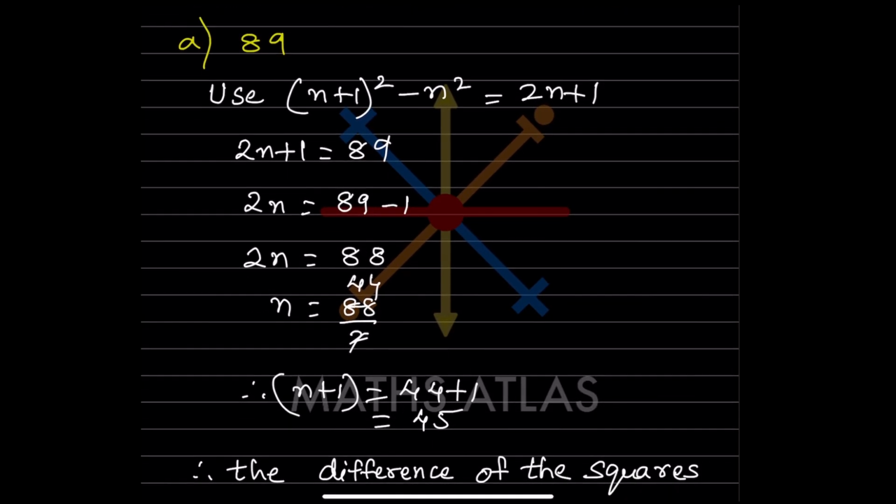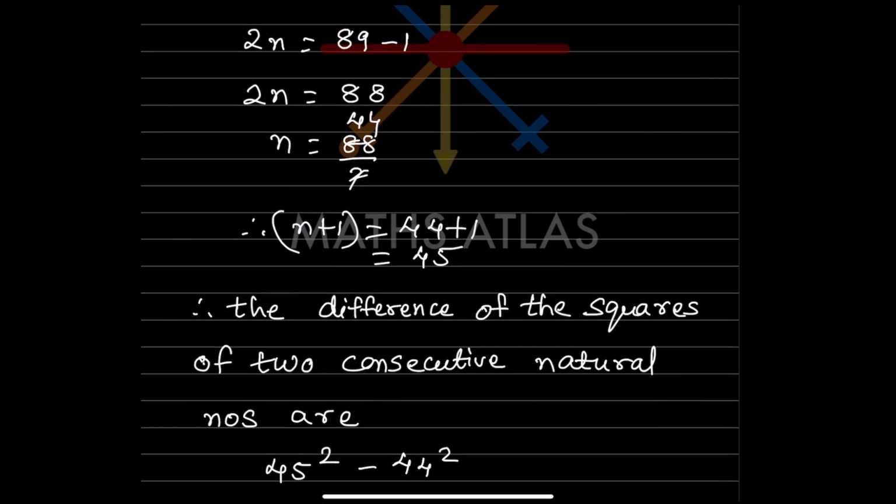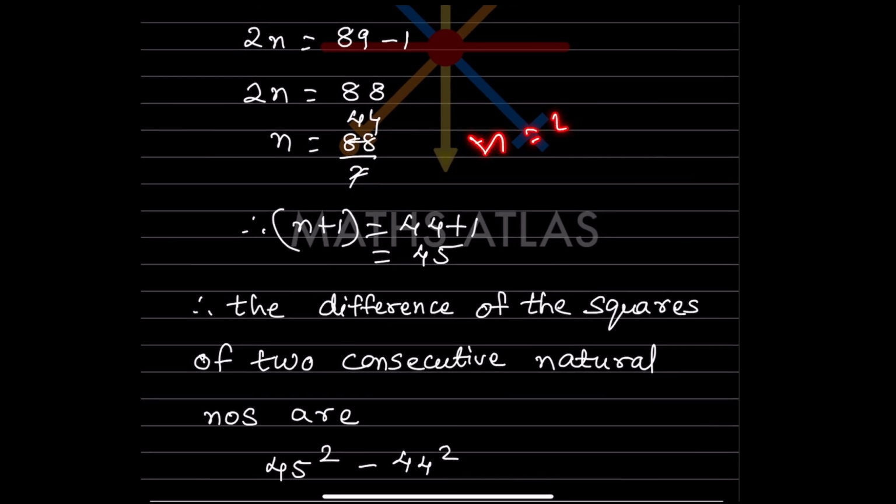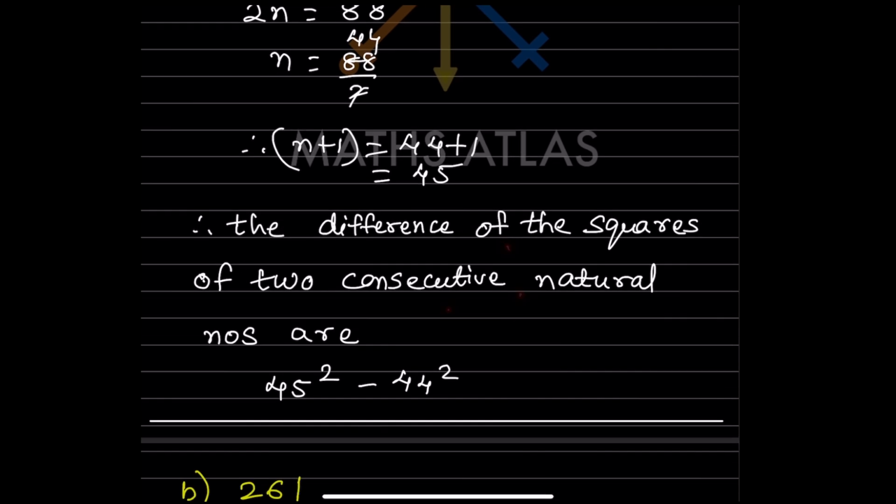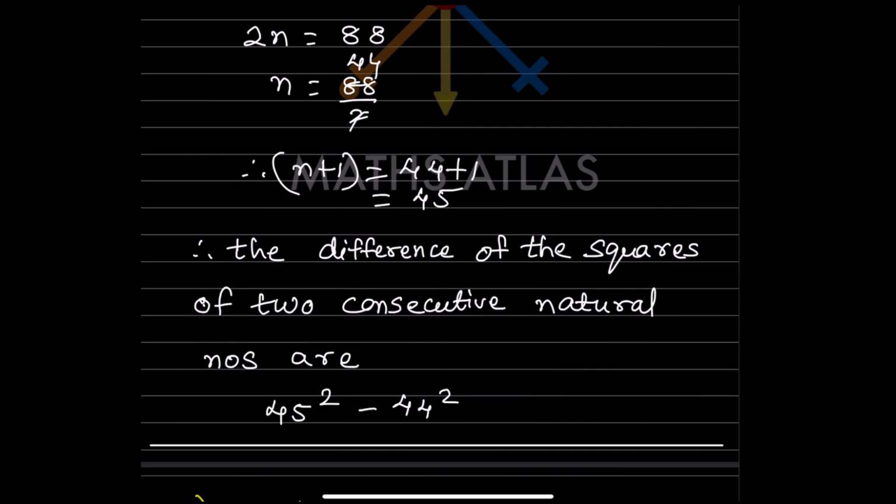So here n is 44, so n plus 1 is going to be what? 44 plus 1, that is going to be 45. So what will you do here? We got n as 44 and n plus 1 as 45. So we want the difference of the squares of two consecutive numbers. So the first number is this one, 45 square, minus, because we want the square of it. So what should be that? 45 square minus here, n is 44, so 44 square. So this is the answer.